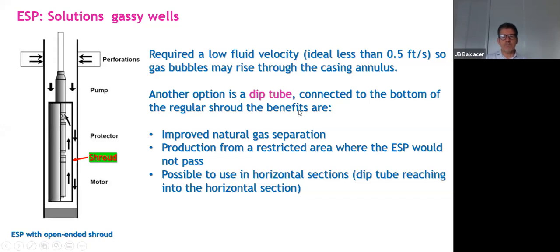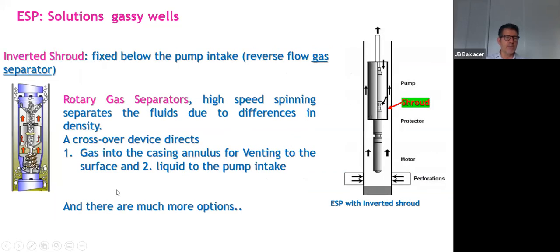Another option is the dip tube connected to the bottom of the regular shroud. The benefits are improved natural gas separation, and it suits production from a restricted area where the ESP would not pass, or horizontal sections. The dip tube is reaching into the horizontal section. This case is with an open-ended shroud, which is what we are seeing right here.